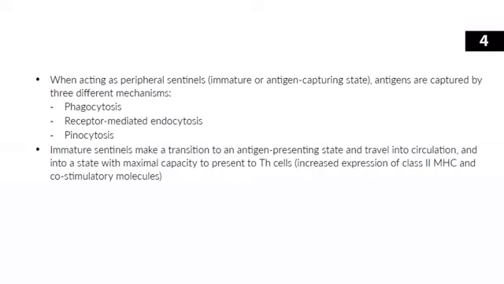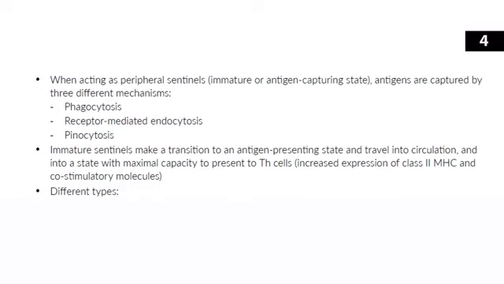So the cell starts in this immature sentinel state, this antigen capturing state. Then, once it's captured an antigen, it makes a transition to an antigen-presenting state, which allows it to travel into the circulation. And in this state, the dendritic cell has maximal capacity to present antigen to the helper T cells because it's increased expression of class II MHC and increased expression of those co-stimulatory molecules. So they find an antigen and then they switch to this cell that presents very well to the T helper cells.